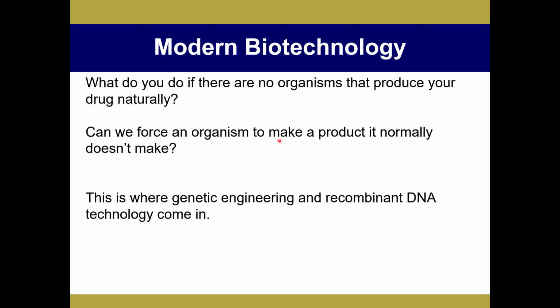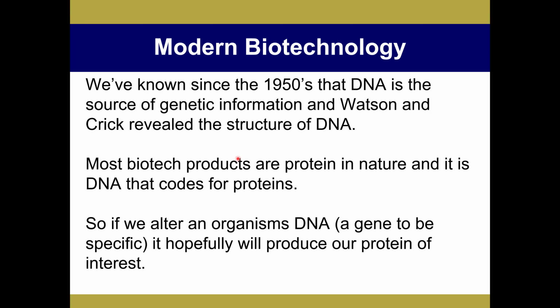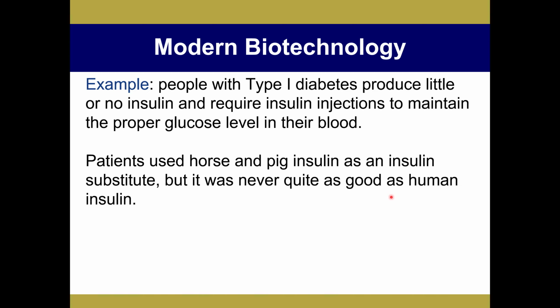Can we force an organism to make a product it normally doesn't make? And what do you do if there are no organisms that produce your drug naturally? So we can alter an organism's DNA, and hopefully it'll produce the protein. An example is people with type 1 diabetes produce little or no insulin, and they require insulin injections to maintain the proper glucose level in their blood.